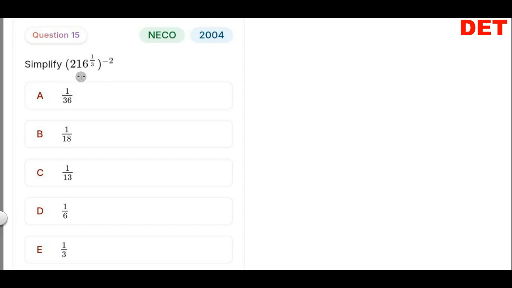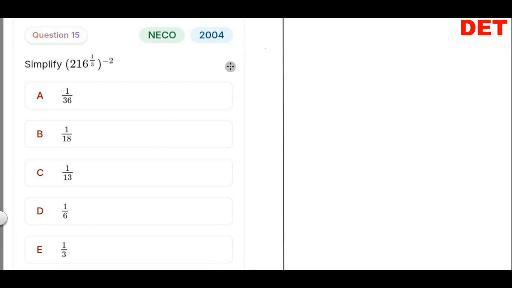Simplify (216 raised to the power of 1 over 3) raised to the power of minus 2. Option A is 1 over 36, option B is 1 over 18, option C is 1 over 13, option D is 1 over 6, and option E is 1 over 3. Alright, so let's put the solution here.